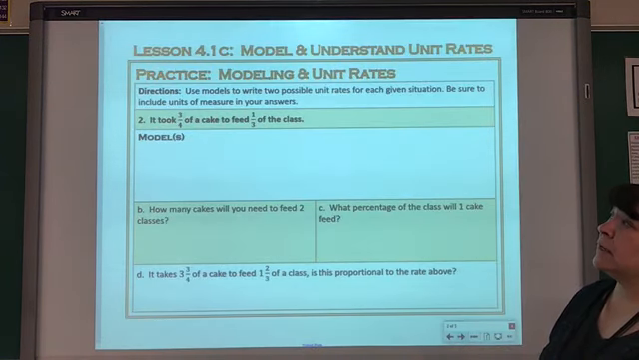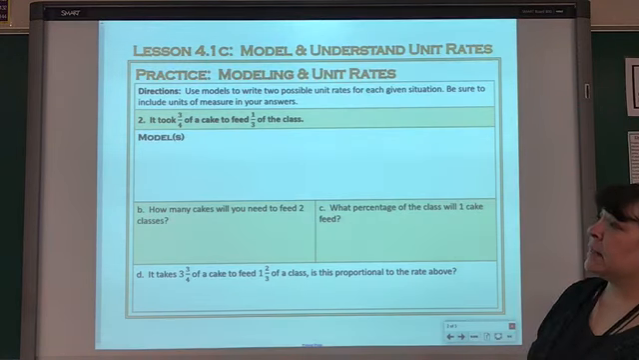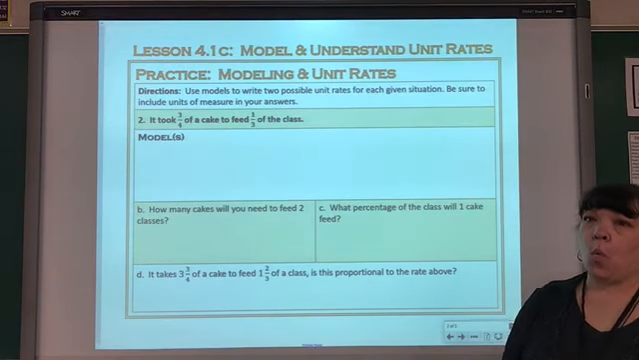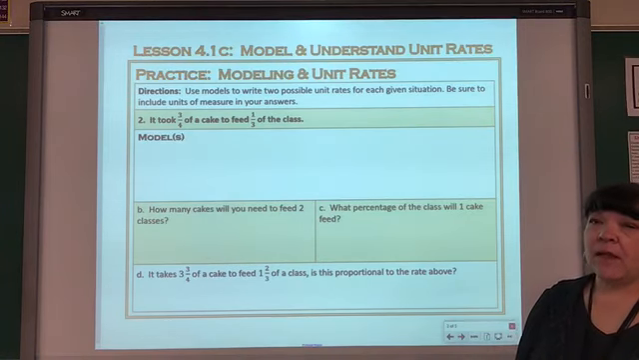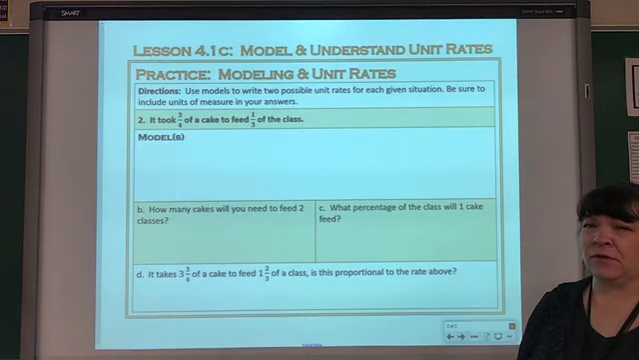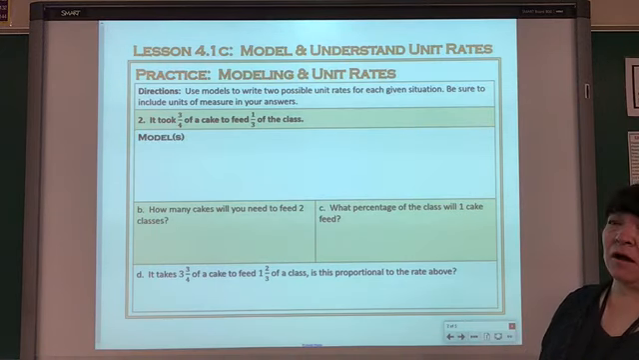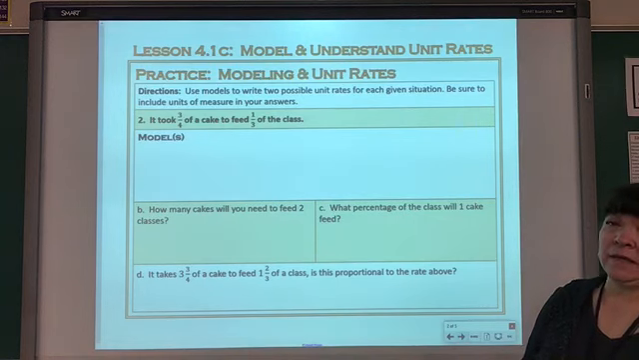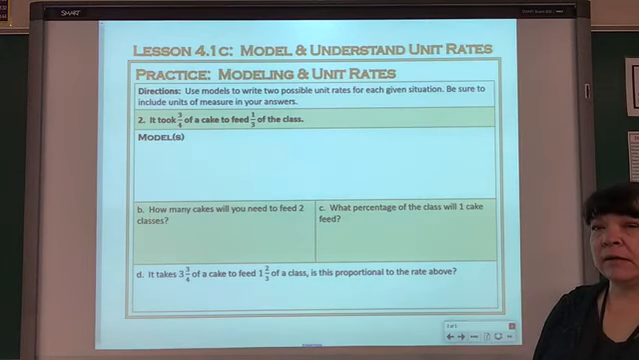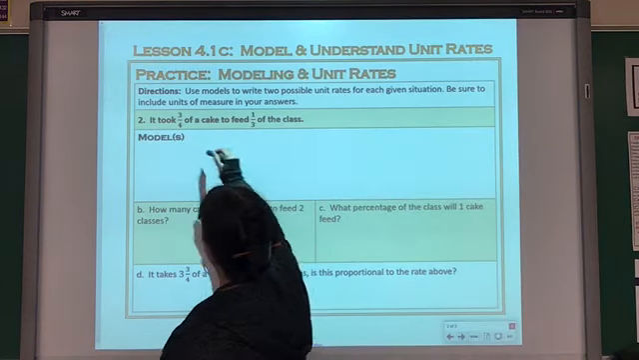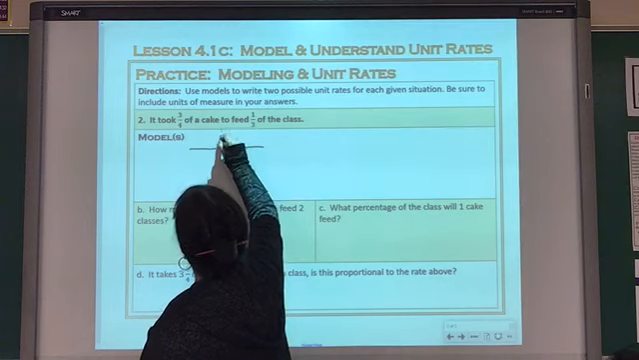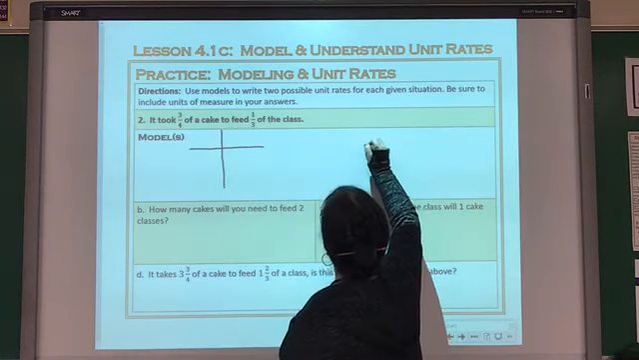This situation, again, calls for 2 possible unit rates. What we are looking at is 3/4 of a cake to feed 1/3 of the class. Whoa, I know. We've got fractional amounts. That means it's going to be a little bit different, but still not all that awful because we know how to deal with fractions and we know how to get a fraction to be worth the value of 1. Again, I'm going to start out making my 2 tables.